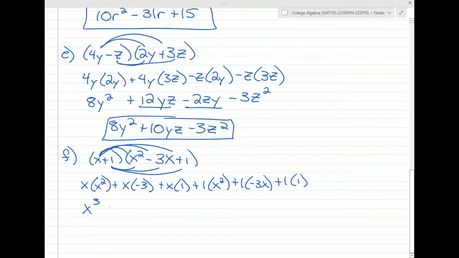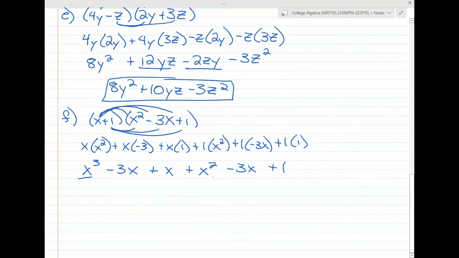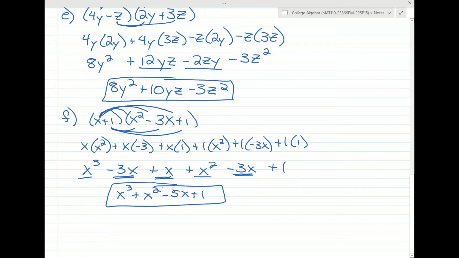So this will just be x to the third minus 3x plus x squared minus 3x plus 1. And then writing it in standard form, we'll write from highest to lowest, x to the third plus x squared, minus 3x plus x minus 3x, negative 3 plus 1 is negative 2, negative 2 minus 3 is negative 5x plus 1. Let me see. Yeah, so negative 3x plus x is negative 2x. Negative 2x minus 3x is negative 5x.